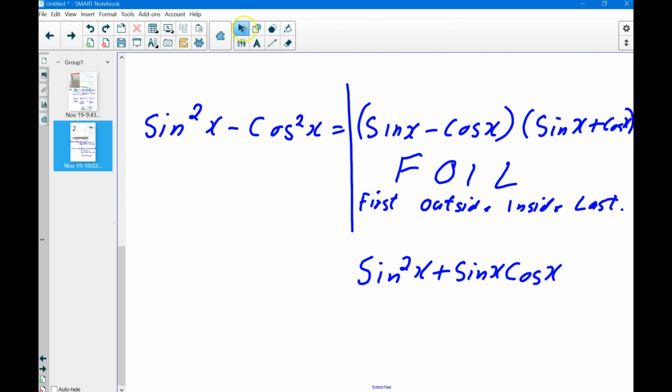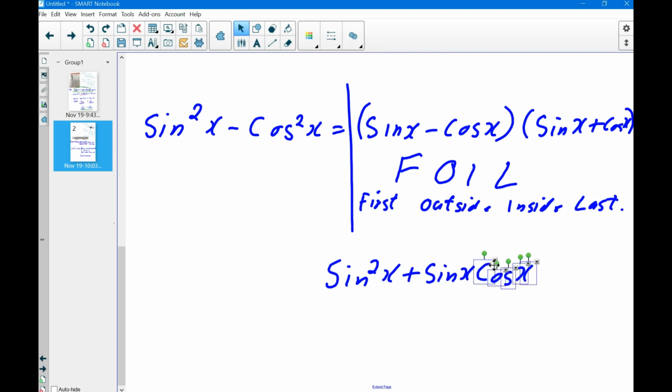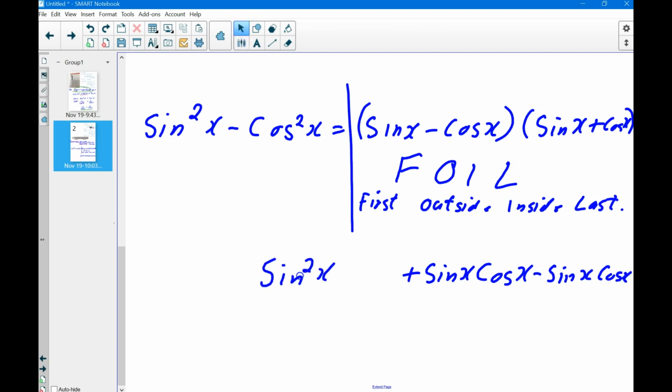Again, I need more space. I need a bigger board, I need a bigger computer. Not going to happen. So in any case, the inside is going to be minus cosine x times sine x, so it's going to look like this: minus sine x cos x. I'm going to move that over further because I want to see this piece right here. This is an important piece.